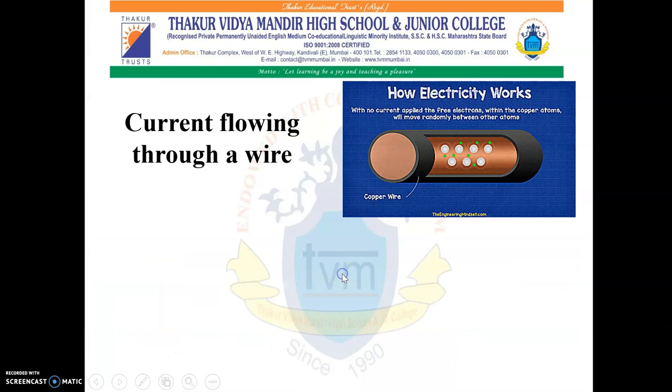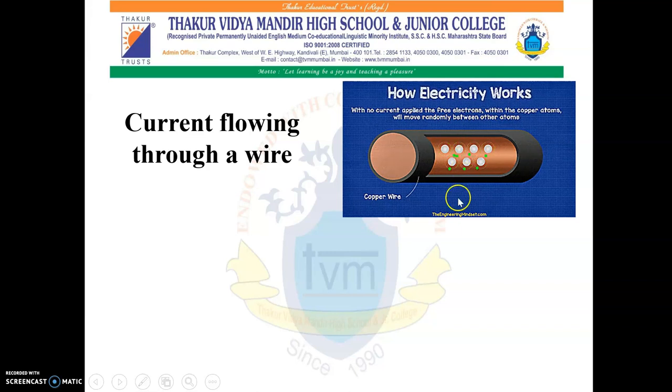Now, let us understand how electric current flows through a wire. As shown in the figure, if a connecting wire, that is a copper wire in this case, is not connected to a cell, then its free electrons will move randomly in all directions in the space between the atoms. Here, the white circles show the atoms, and the green circles which are moving represent electrons. So, when this copper wire is not connected to the cell, the electrons are randomly moving in the space around atoms.